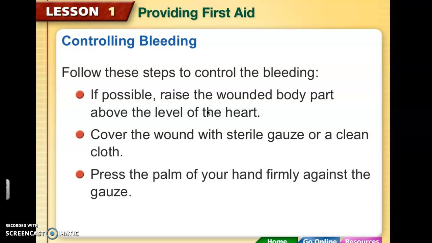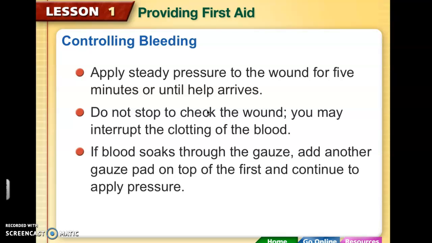Of course, if possible, raise the wounded body part above the level of the heart, cover the wound with sterile gauze or clean cloth, and then press the palm of your hand firmly against the gauze to apply pressure. Apply pressure to the wound for 5 minutes or until help arrives. Don't stop to check the wound. You may interrupt the clotting of the blood.